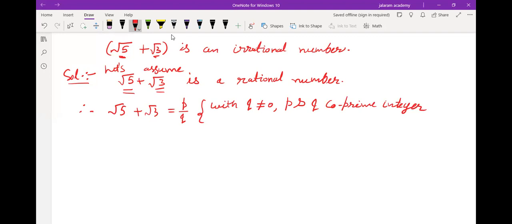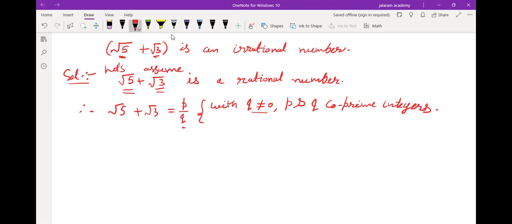A rational number is a number which can be represented in the form of p by q with q, means the denominator, cannot be 0, and p and q are co-prime integers. And you know that co-prime integers are the integers which have only one as their common factor, though it is not required in proving that root 5 plus root 3 is an irrational number. So we have assumed that root 5 plus root 3 is a rational number. So it can be expressed in the form of p by q with q not equal to 0, p and q co-prime integers. So how to prove that our assumption is wrong?